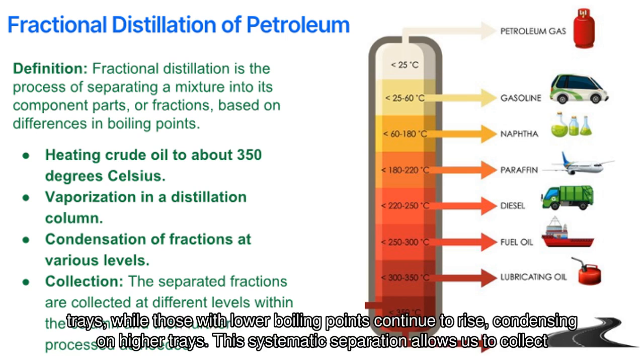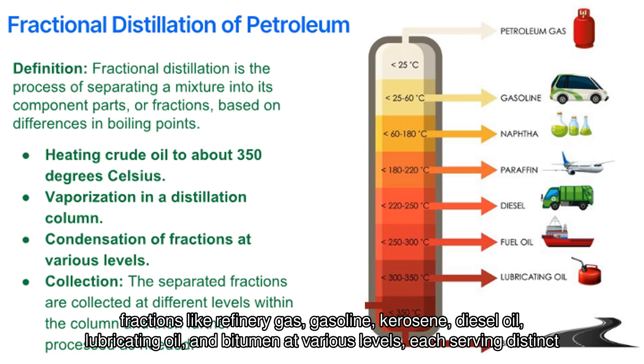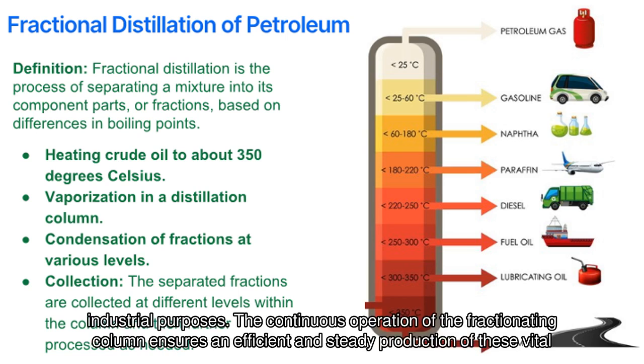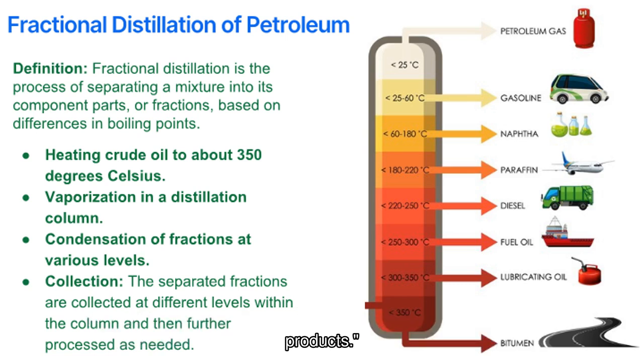Components with higher boiling points condense on the lower trays, while those with lower boiling points continue to rise, condensing on higher trays. This systematic separation allows us to collect fractions like refinery gas, gasoline, kerosene, diesel oil, lubricating oil, and bitumen at various levels, each serving distinct industrial purposes. The continuous operation of the fractionating column ensures an efficient and steady production of these vital products.